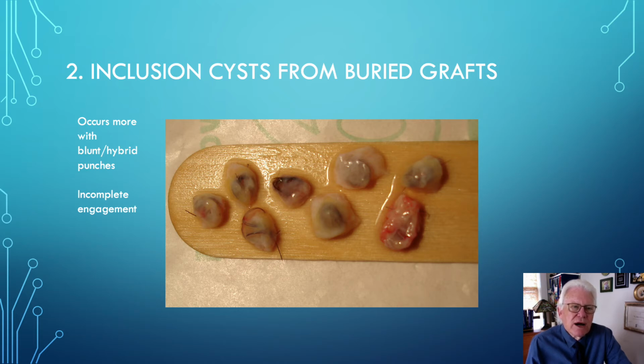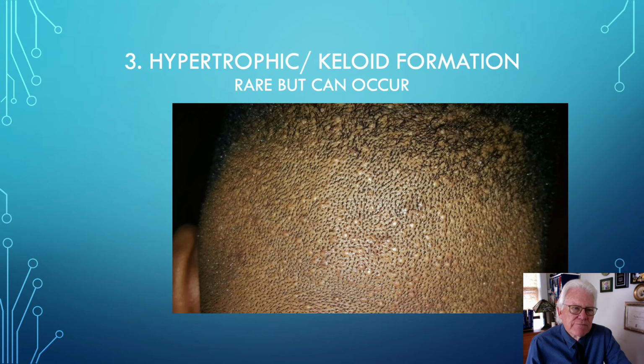Inclusion cysts arise from buried grafts which occur at the time of excision. This occurs more often when using blunt and hybrid punches and is due to incomplete punch engagement in the first phase of graft excision. Every buried graft should be removed if at all possible at the time of surgery. Sometimes these will produce quite large boils and infected areas that will require intervention later on and should be avoided at all costs.